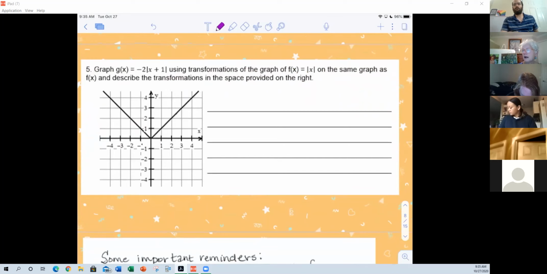All right, then I'll actually ask you to do a graph for me. In this case, I'm asking you to graph using this original function, graph -2 times the absolute value of x plus 1, using transformations and describe the transformations. So draw a sketch of that and then tell me what you did, in other words. And if you'll type in the transformations or tell me them, that would be great.